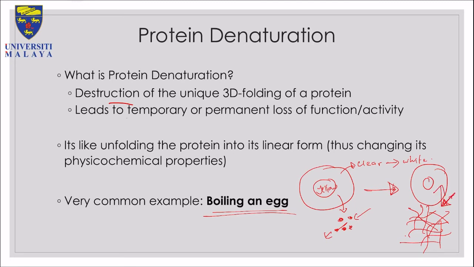Right, so it leads to temporary or permanent loss of function or activity. So a boiled egg or a cooked egg is a total loss of function. Of course, some scientists actually investigated whether you can turn a boiled egg into a clear egg again. And it's very amazing. The answer is yes, you can, but it requires a lot of energy and so forth to actually convert it. So it's kind of interesting. It's like unfolding the protein into a linear form, thus changing its physical-chemical properties, as I mentioned over here.